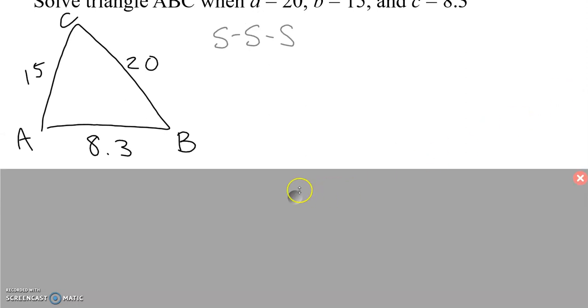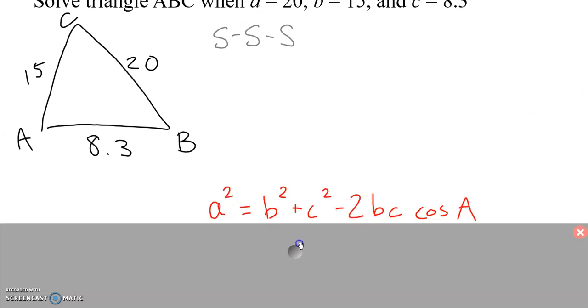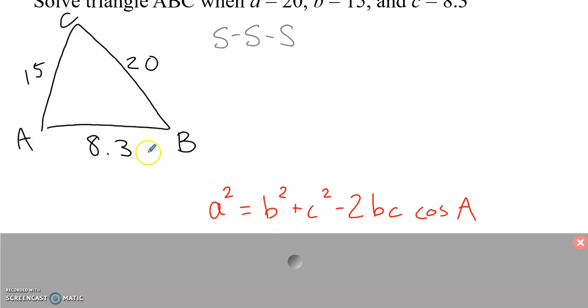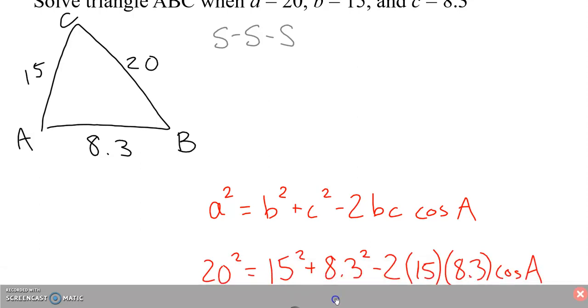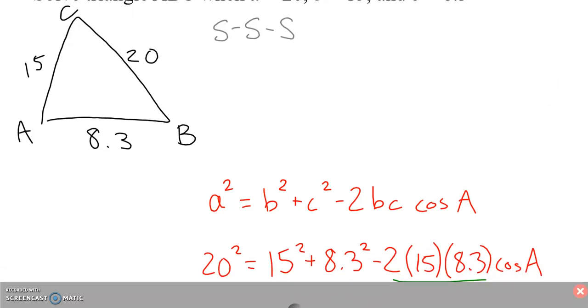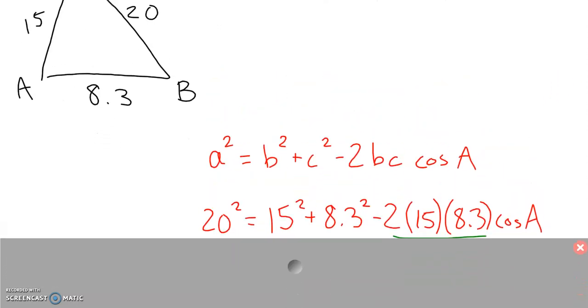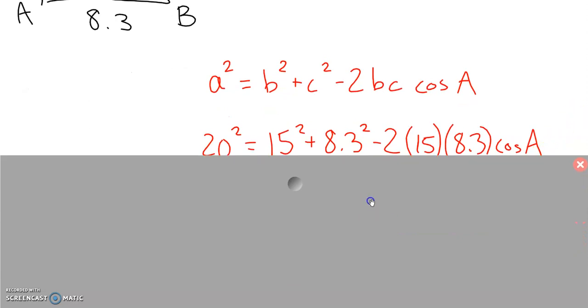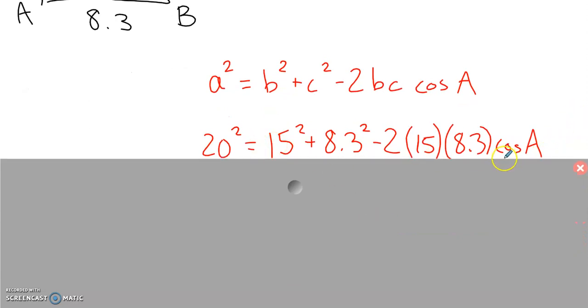So at this point, I have to decide which version of the law of cosines to use, and it doesn't matter. You just find any of the three missing angles first, and since I know all three sides, I plug them in for a, b, and c. Then I'm going to solve for angle A first, though I can solve for any angle at this point. It really doesn't matter. So when I plug in all my numbers, I get this.